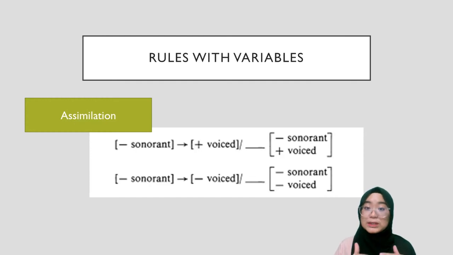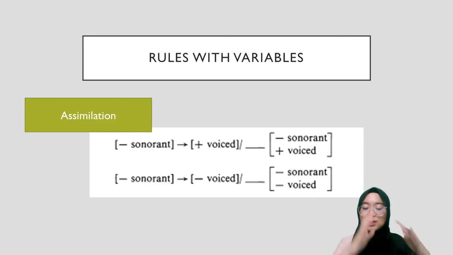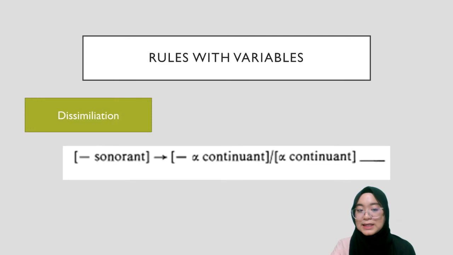Two separate rules miss the generalization that the first obstruent always has the same voicing as the second. We should like to state this by a single rule. So to make it simpler, we can make it into one category, like this, or one braces. If we have dissimilation, then the next rule with variables is dissimilation. It will be very related to alpha continuant and minus alpha continuant.